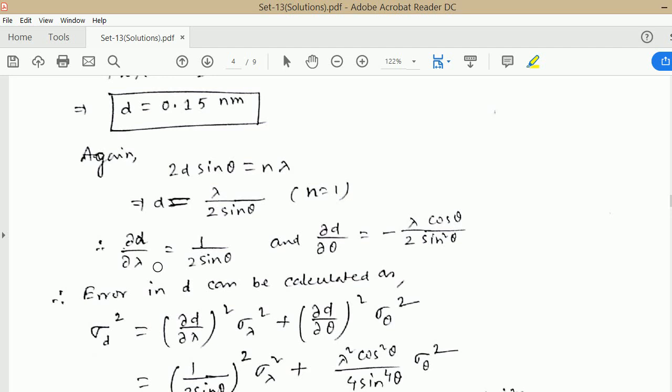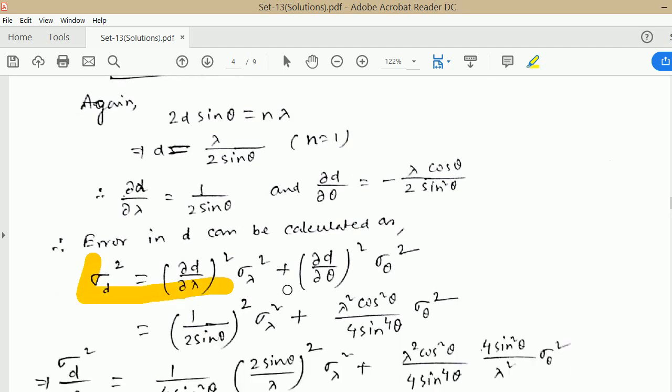Now take the derivative with respect to lambda: del d by del lambda equals 1 by 2 sin theta, and del d by del theta equals minus lambda by 2 into cos theta by sin square theta. Now the error in d can be calculated as, so this is the formula. Look, if we have some function f of x, y, and it has dependence on x and y, then we can write the error term like this. This is called propagation of errors.